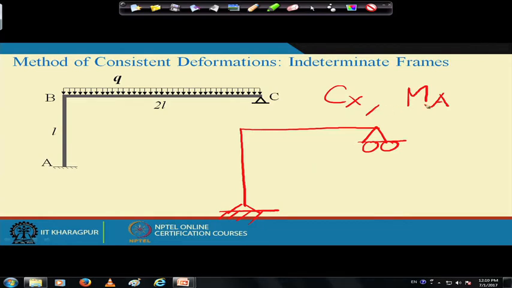Now, what we do is we go with this choice, for two reasons. One is that we have already done some calculation in the previous example, and that calculation we can use for this example. And the second thing is, if we take this case, then what happens? Then you are taking one force and one moment as constraints. Okay. So let us go with it.